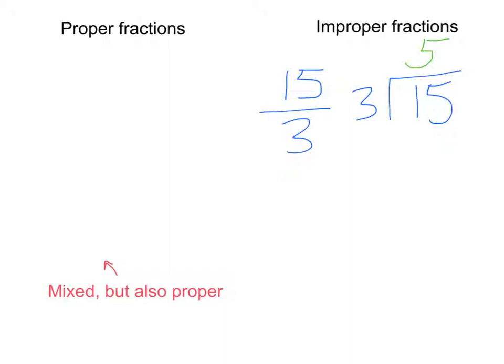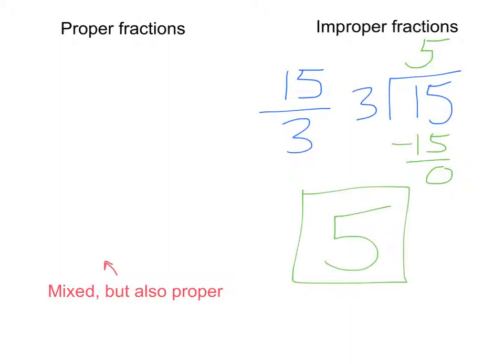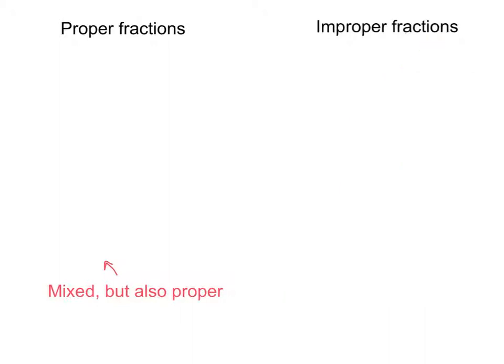So if we were to check, 5 times 3 is 15, so again, I get no remainder. So because of that, I just have no fraction. My answer is simply just 5 by itself. So that's another way that we can remember those improper fractions. Every once in a while, they just reduce to a whole number.